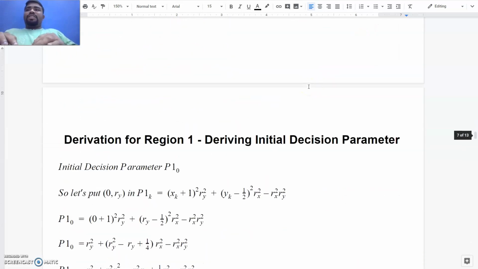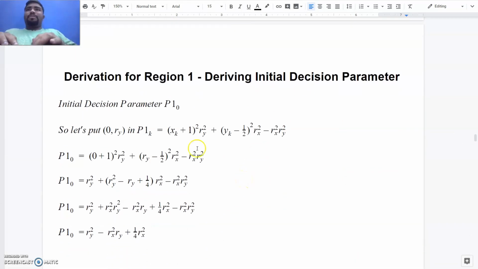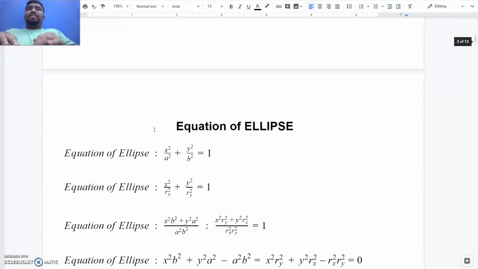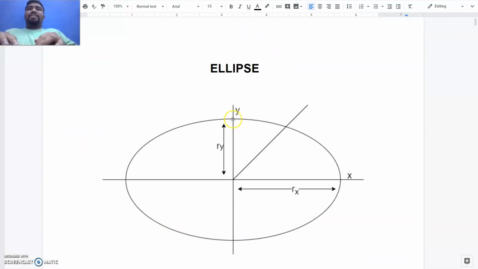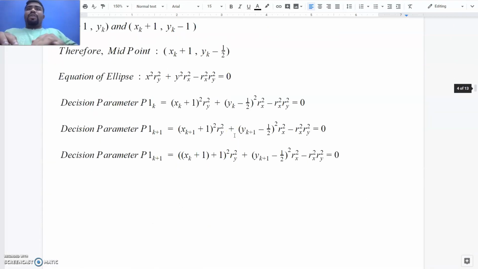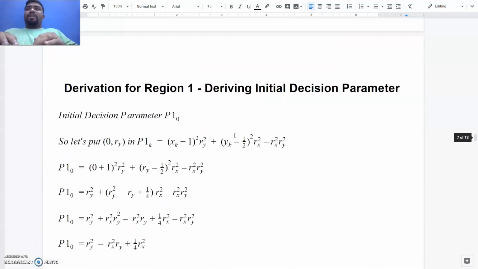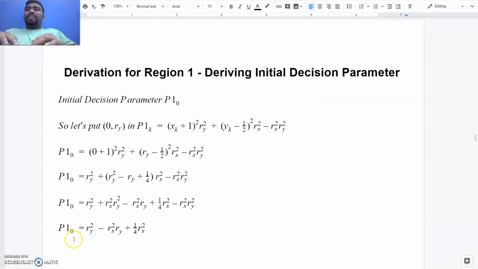Now this is the decision parameter. Now we can find out the initial decision parameter, that is p10. To do that, we have p1k. This formula is already there with us. We just need to replace it by 0 comma ry. Why 0? Because at the start, if we look at the ellipse, this point is going to be x as 0 and y as ry. So this is what we are going to replace in this particular equation. And finally, what we get is p10 as ry square minus rx square ry plus 1/4 of rx square. So that is it. Now let's derive the region 2.